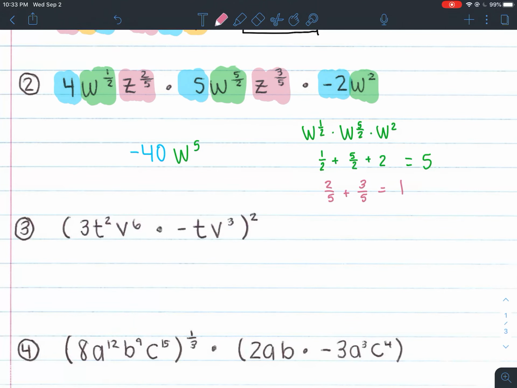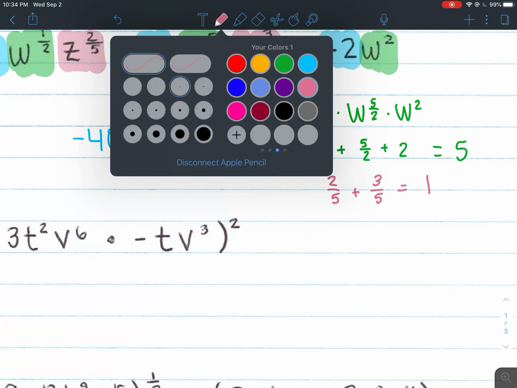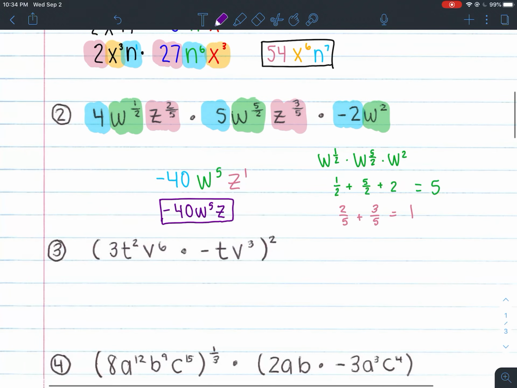Okay, so what does that mean for my exponent of z? It means when I add those exponents and combine them, I have an exponent of 1. Now, am I required to write that 1 there? No, you are not. So really, you have -40 w to the 5th, and then z. Okay, you don't have to write the exponent of the 1, because typically we don't. But if it helps you think a little bit, then that's okay. So that's how you would do number 2.